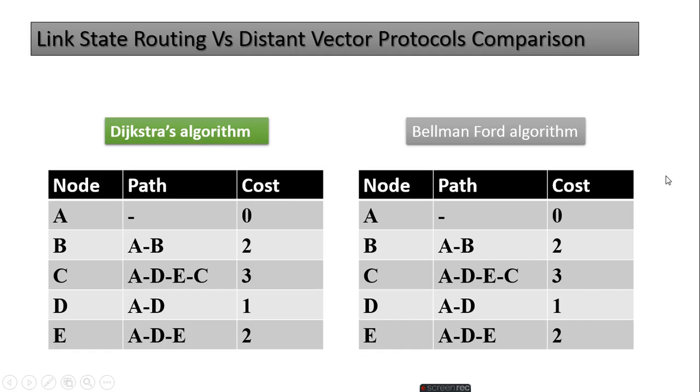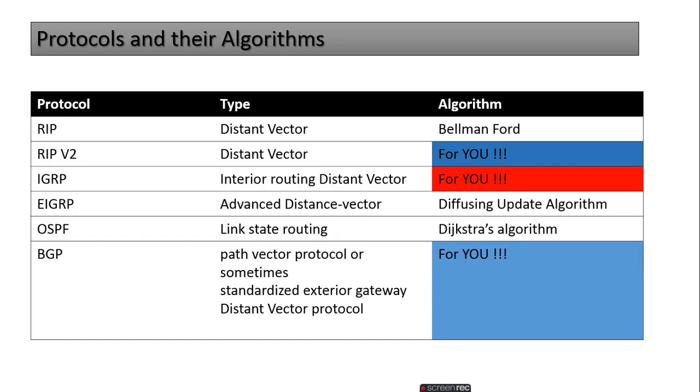Hopefully you got an understanding about these two algorithms and these two types of protocols, and you can do an example calculation. So I want you to follow the questions in past papers and try to do it alone by drawing that table. And there's a small homework for you. Now I have this table. I have given the protocol and the type and the algorithm used.